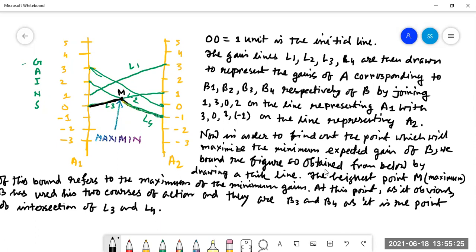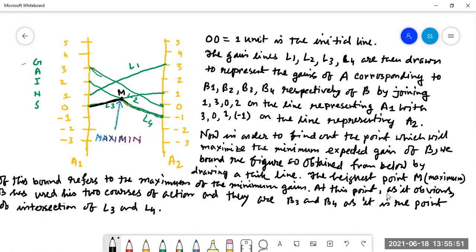we bound the two figures obtained from below by drawing a thick line. Here this is the thick line, which is called the maximin line. The highest point M, that is the maximum of the minimum. The highest point capital M of this bound refers to the maximum of the minimum gain.